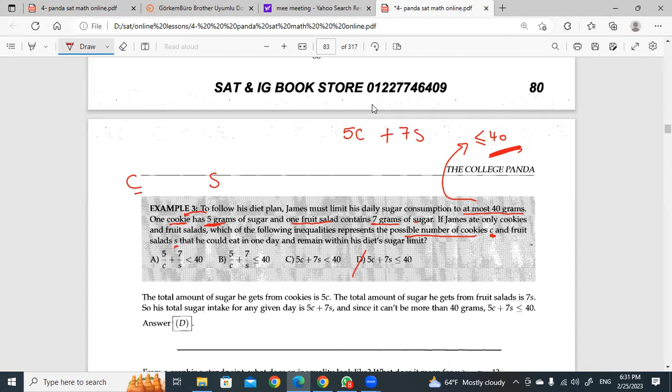Clear? No. So you are telling me the story and I'm converting this story into symbols and into algebra. But remember that at most means this.